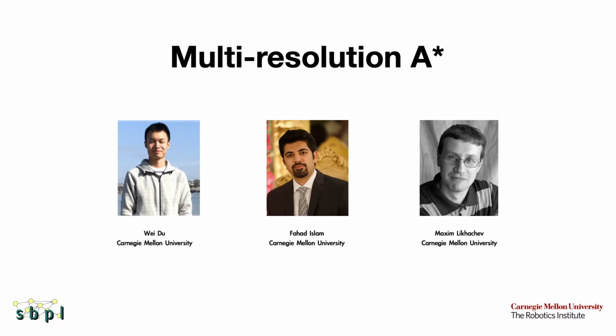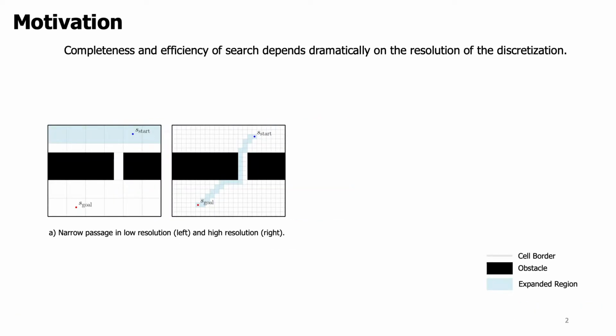Today I'm introducing you to the multi-resolution A-star algorithm. This research is conducted with Farhan Islam and my advisor Maxim Likhachev from the Search-Based Motion Planning Lab at Carnegie Mellon University. The completeness and efficiency of search depends dramatically on the size of the discretization.